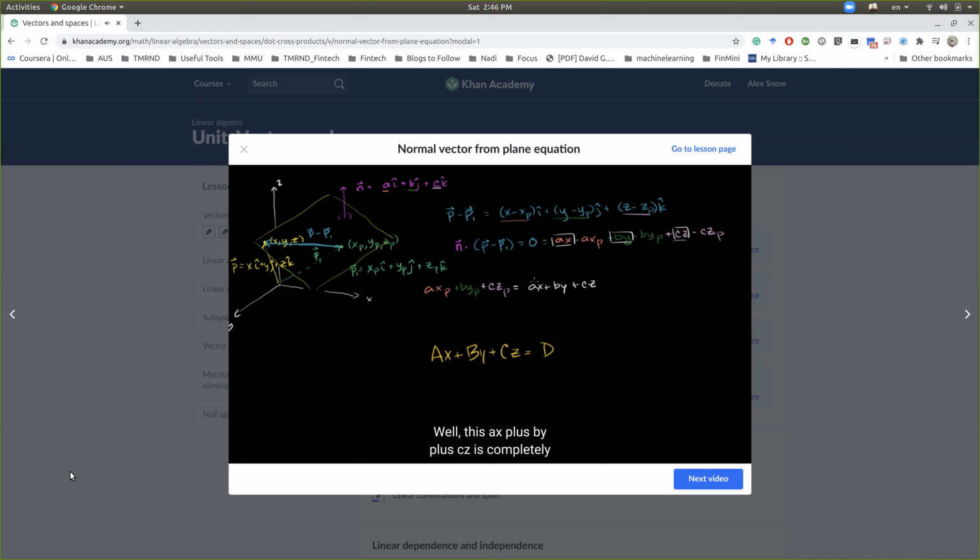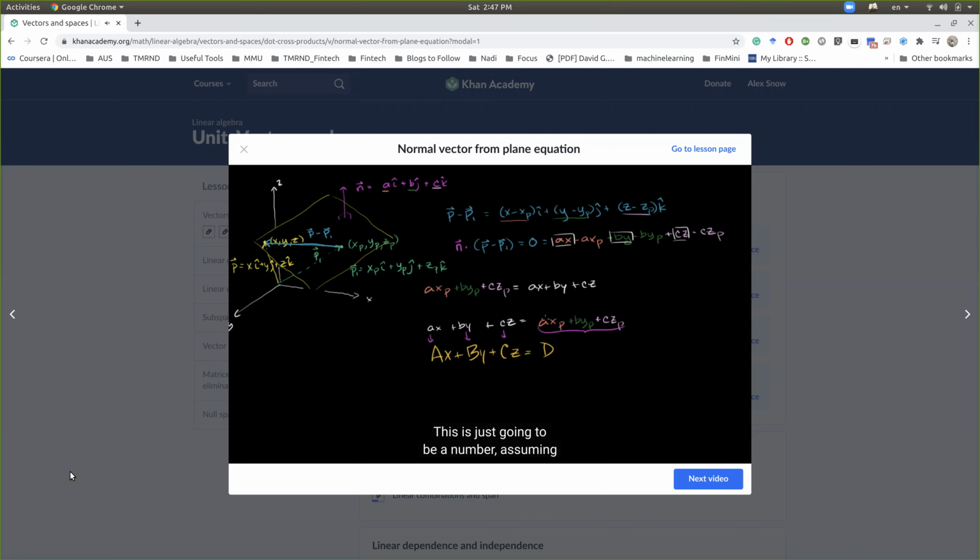Well, this ax plus by plus cz is completely analogous to this part right up over here. Let me rewrite this over here so it becomes clear. This part is ax plus by plus cz is equal to all of this stuff on the left-hand side. Let me copy and paste it. So I just essentially flipped this expression. But now you see this A has to be this A, this B has to be this B, this C has to be this thing, and then the D is all of this, and this is just going to be a number.